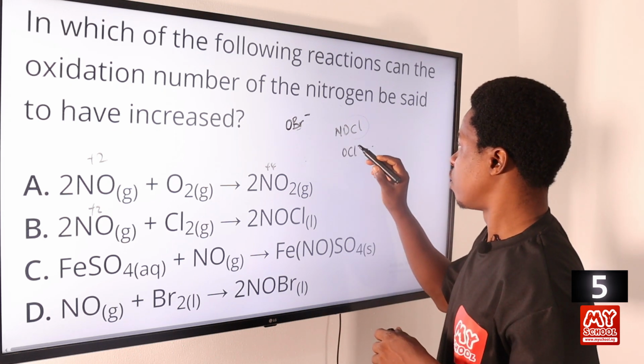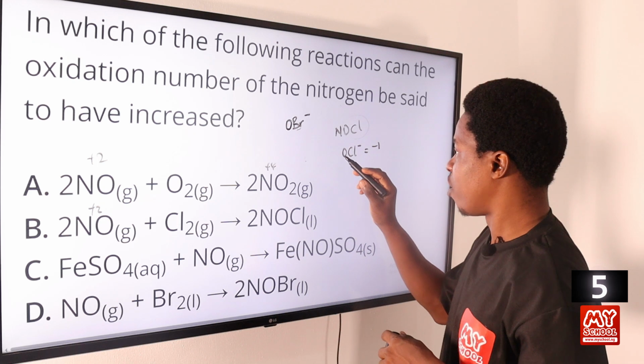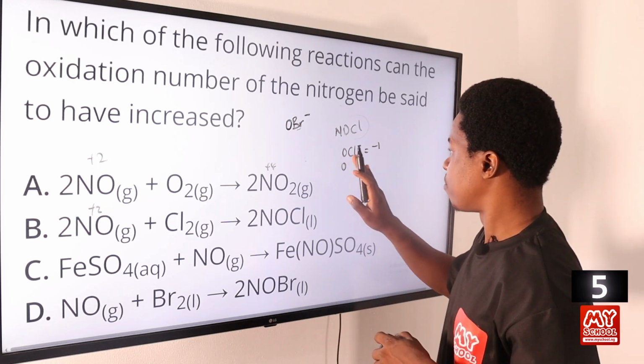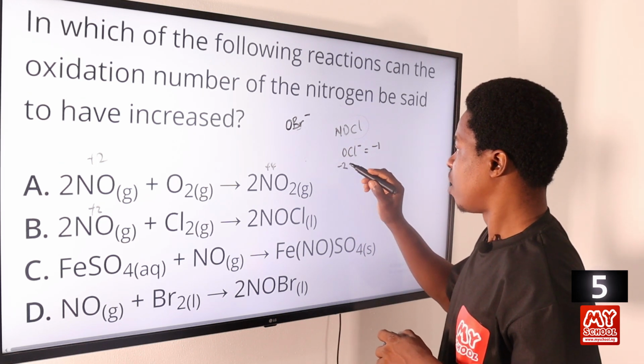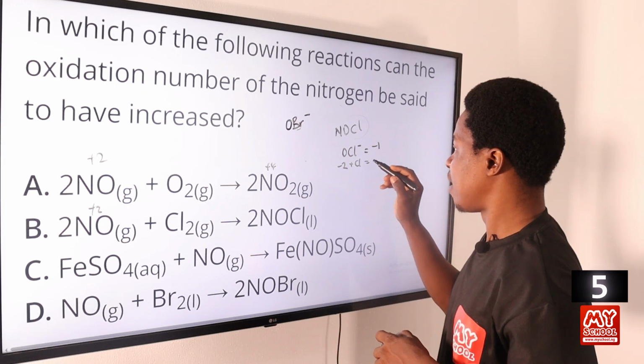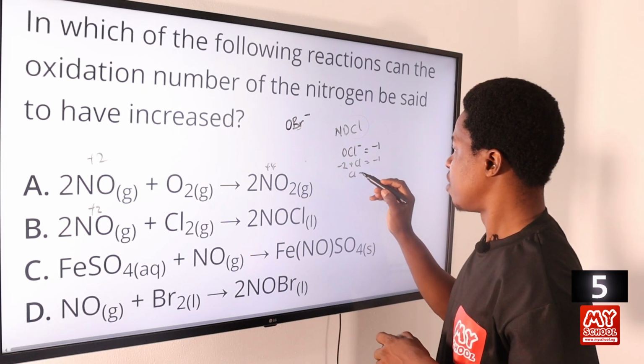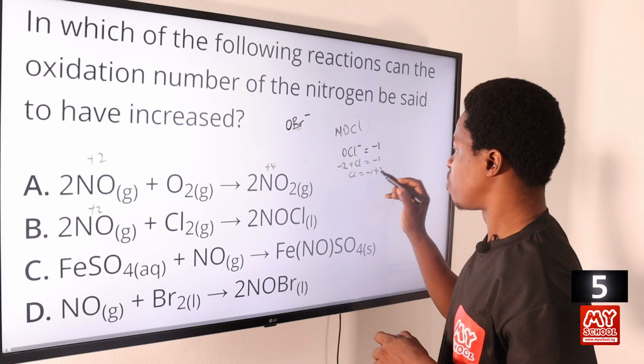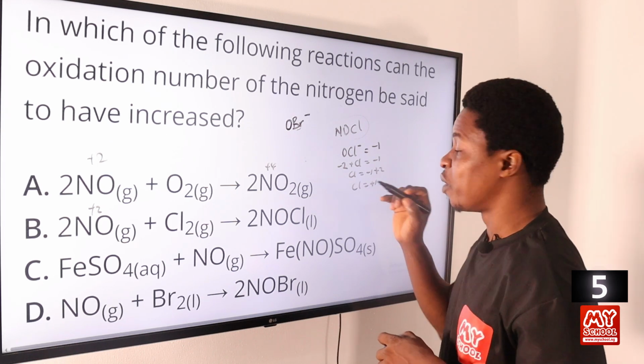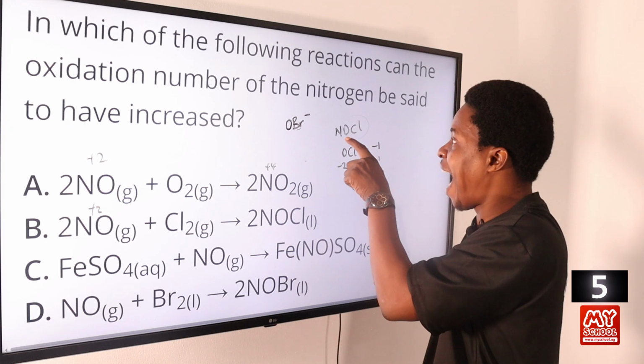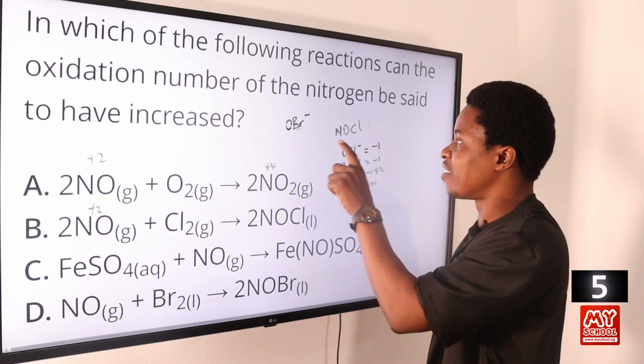this equals, of course, this is minus 1. Oxygen is a minus 2. Then we have plus Cl, that's what we want to find, minus 1. So Cl will be minus 1. Move this, it becomes plus 2. So Cl is positive 1. Which means that chlorine or bromine in hypochlorite, OCl or OBr, is actually positive 1.